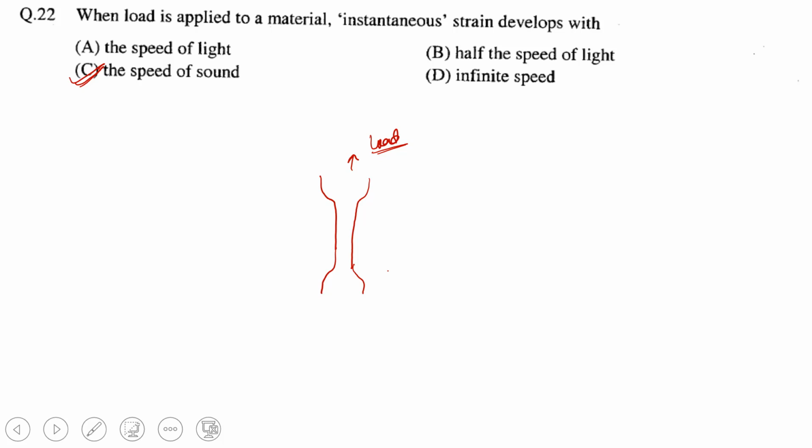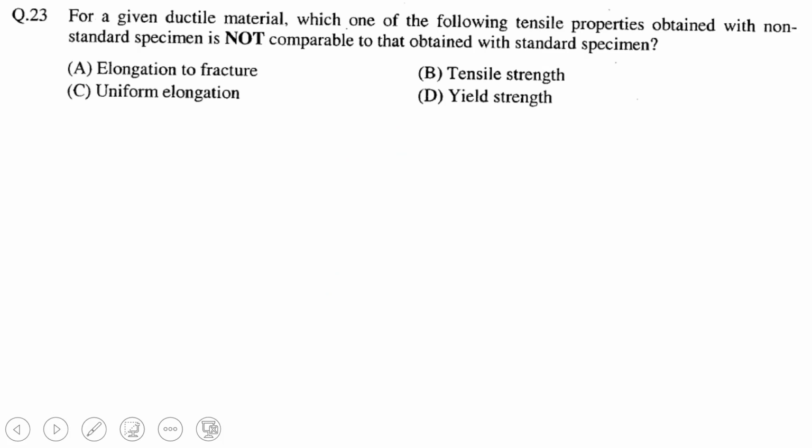Next, for a given ductile material, which one of the following tensile properties obtained with a non-standard specimen is not comparable to that obtained with a standard specimen? So one is your standard specimen and one is your non-standard specimen. I am just giving a brief idea of what is the size of the standard one.